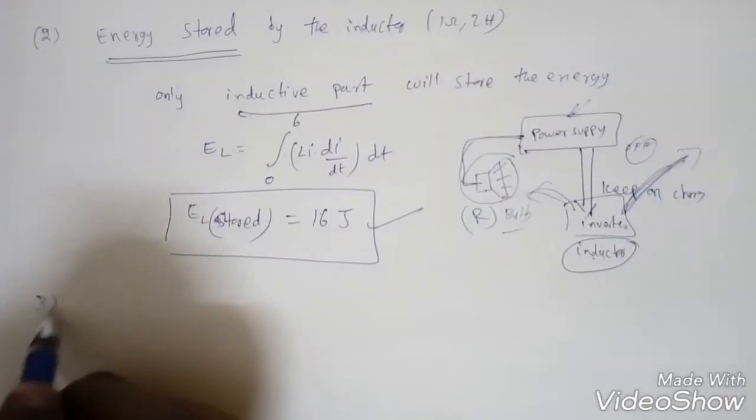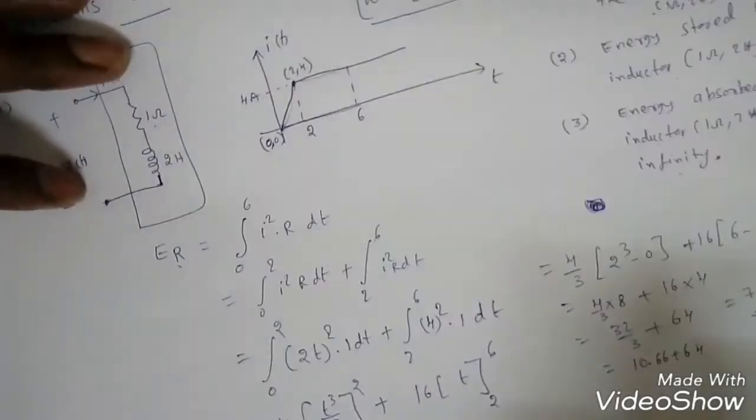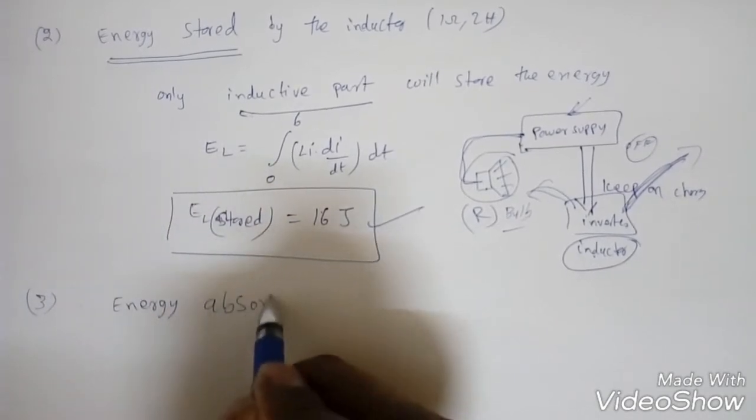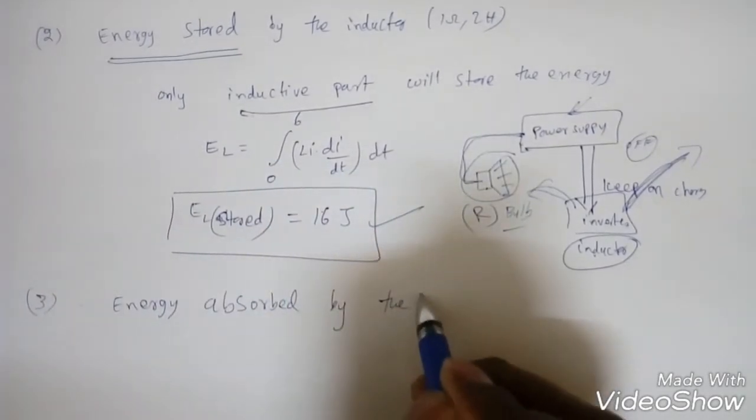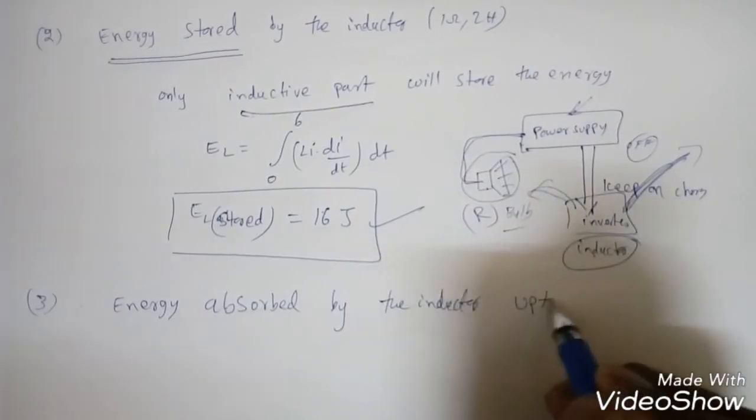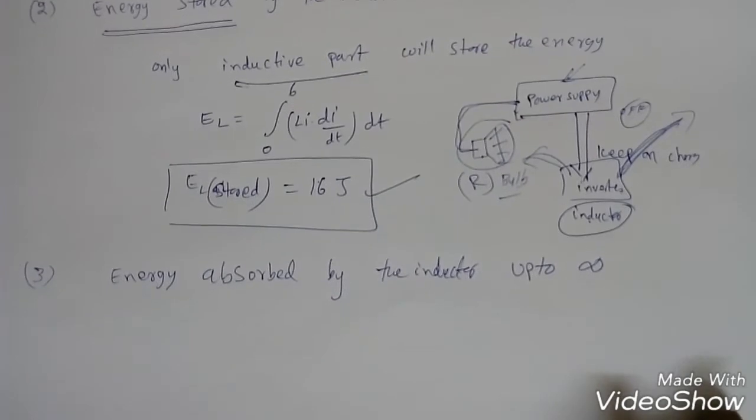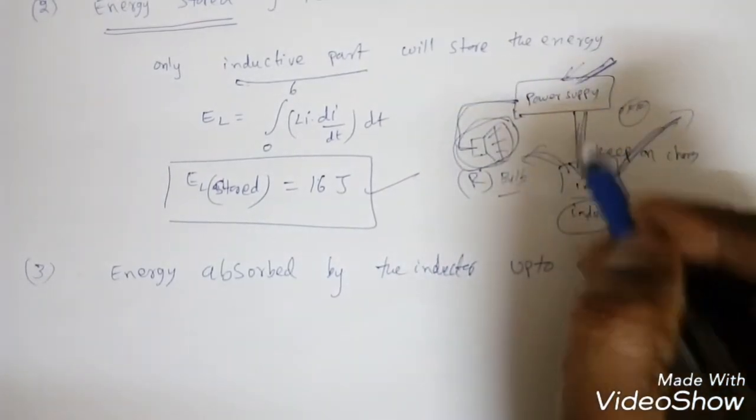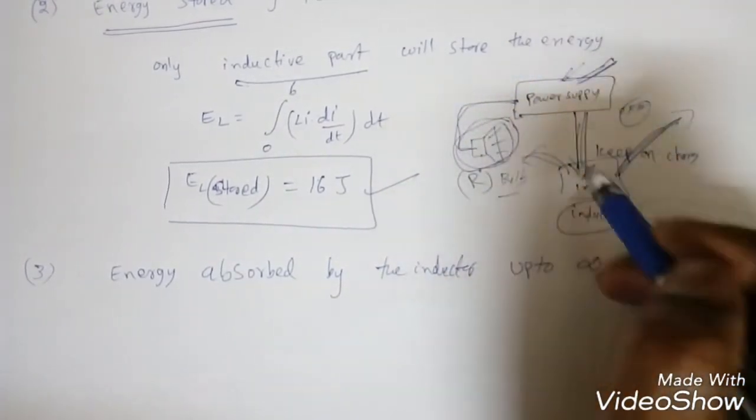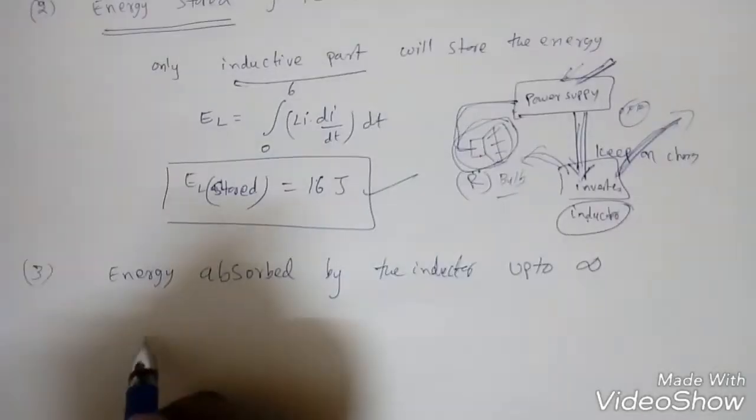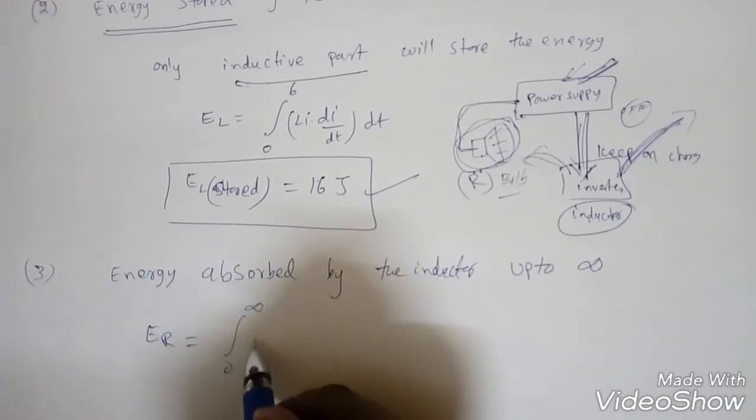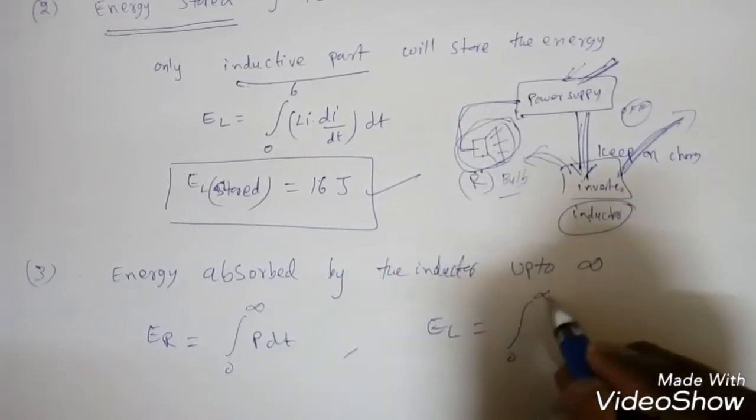Next, the third question: he mentioned the energy absorbed by the inductor up to infinity. That means the moment the power supply is on, the energy will be absorbed by both the inductive part as well as the resistance part. So we have to find, across this resistance, ER as the integral from 0 to infinity of P dt. Similarly, EL is the integral from 0 to infinity of P dt.